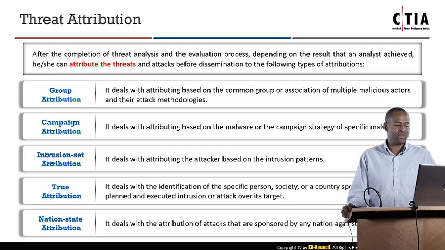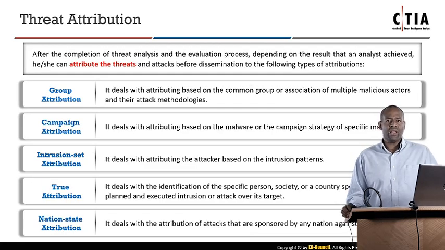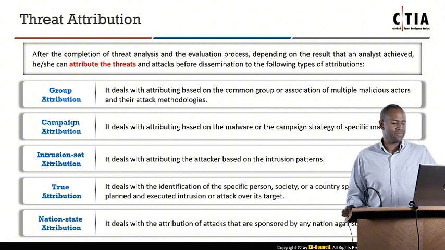Number one, group attribution. So this deals with attributing based on common group associations of multiple malicious actors and their attack methodologies. And so what we'll say, for instance, is when we look at the intelligence data, that it looks like we have a specific, it could be a crime group, organized crime. It could be a nation-state threat actor. It could be a lone wolf. What is it? Group attribution.